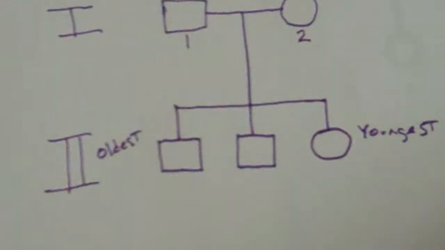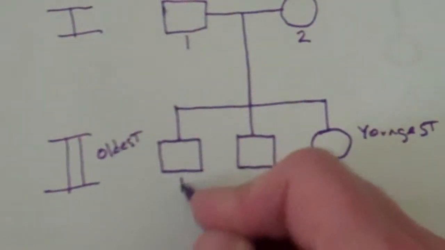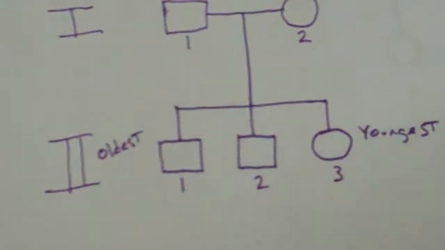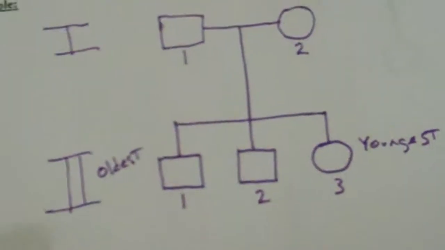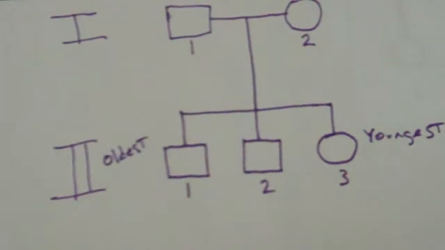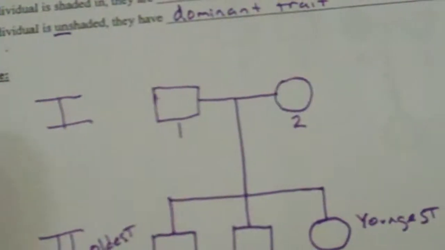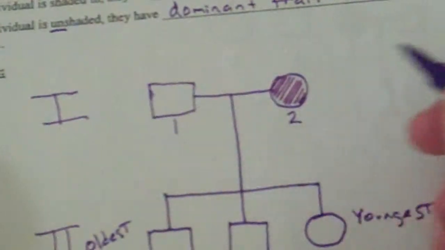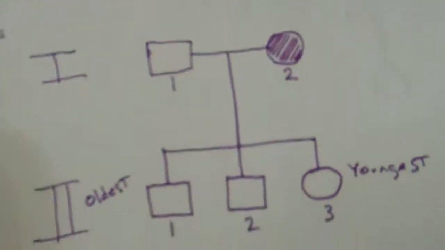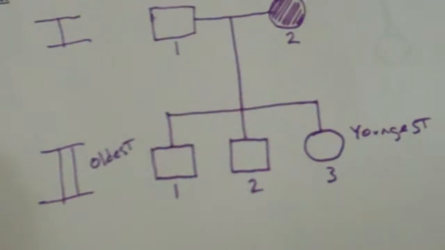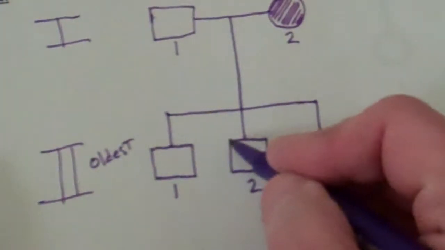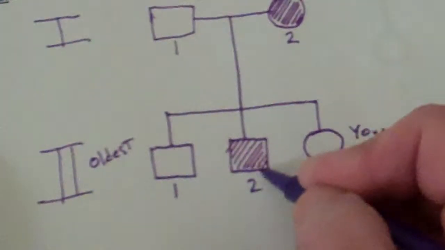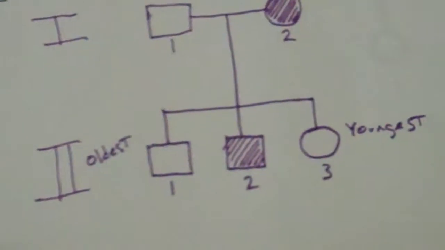Start over with your numbering in the next generation: person 1, 2, and 3. Let's make person 1-2 recessive. I'm just deciding that I'm going to show that they're recessive. And let's say that in this one, the middle child is recessive. So it might look like this. That's your pedigree so far.